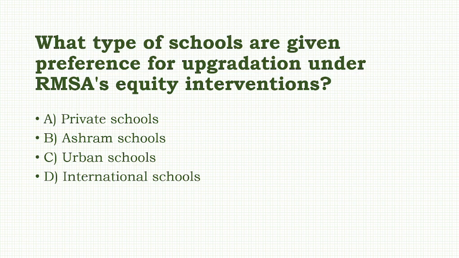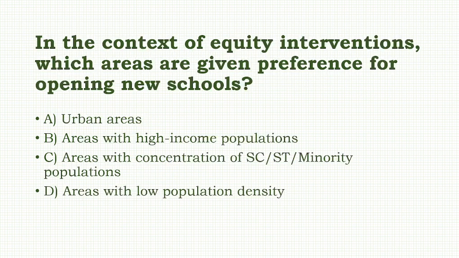What type of schools are given preference for upgradation under RMSA's equity intervention? Private school, ashram school, urban school, international schools. Answer of this question is option B, that is ashram schools.